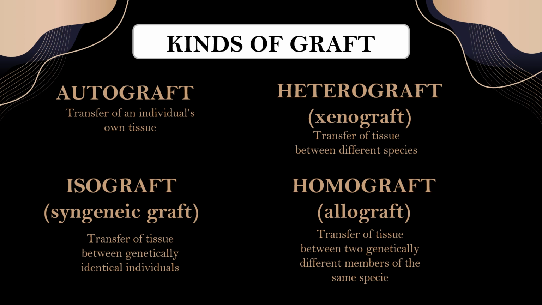Heterograft, also known as xenograft, is the transfer of tissue between different species, and this is always rejected. And lastly, we have homograft or allograft, and this is the transfer of tissue between two genetically different members of the same species. One perfect example is a graft from one human to another human.